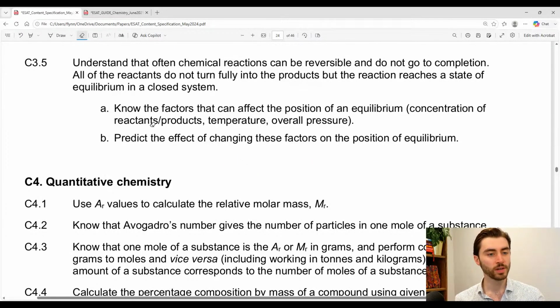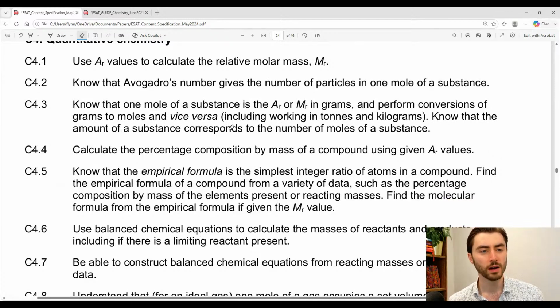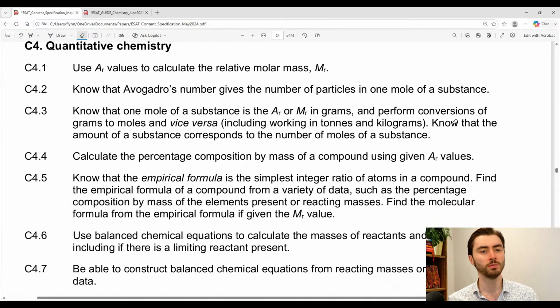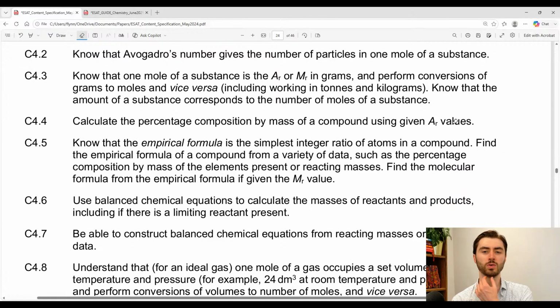Okay. So quantitative chemistry. Use Ar values to calculate the relative molar mass. That's not bad, I think you're very used to it from class. Know that Avogadro's number gives the number of particles in 1 mole. Know that 1 mole, so that's what the molar mass gives you, is the mass of 1 mole in grams. We know this.